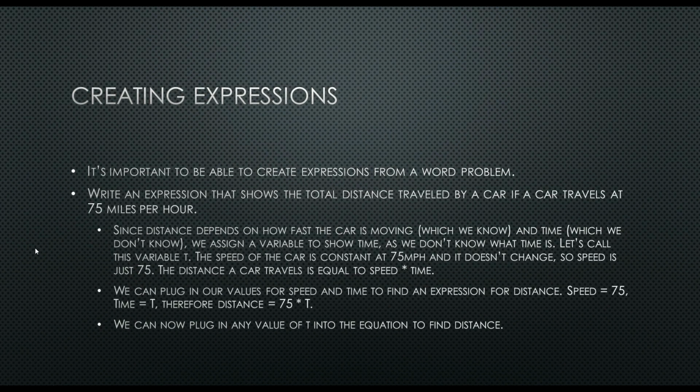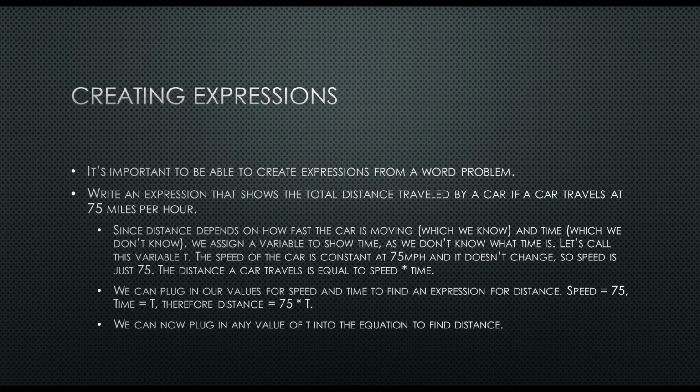So let's learn how to create expressions now. It's important to be able to create expressions from a word problem because that allows us to easily solve them. So the question says, write an expression that shows the total distance traveled by a car if a car travels at 75 miles an hour. Since the distance traveled depends on how fast the car is moving, which we know, and time, which we don't know, we assign a variable to show time, as we don't know what time is. Let's call this variable t.